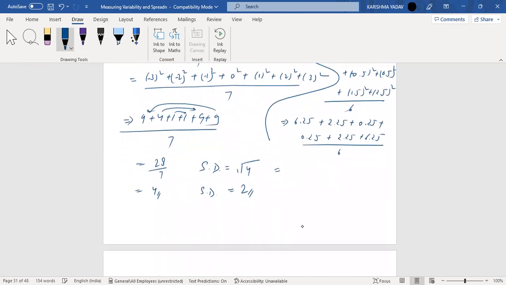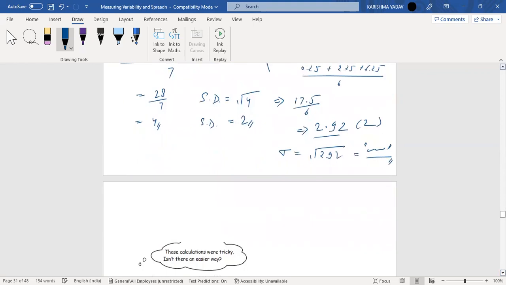So the addition of all this would be 17.5 divided by 6. If we divide it, we get 2.9 something. Let's say 2.92 for two decimal places. So the variance is 2.92, and the standard deviation is the root of 2.92. Just calculate the root of this variance, and that corresponding value is my standard deviation. So that's how we can calculate the standard deviation and variance for any particular set of values.